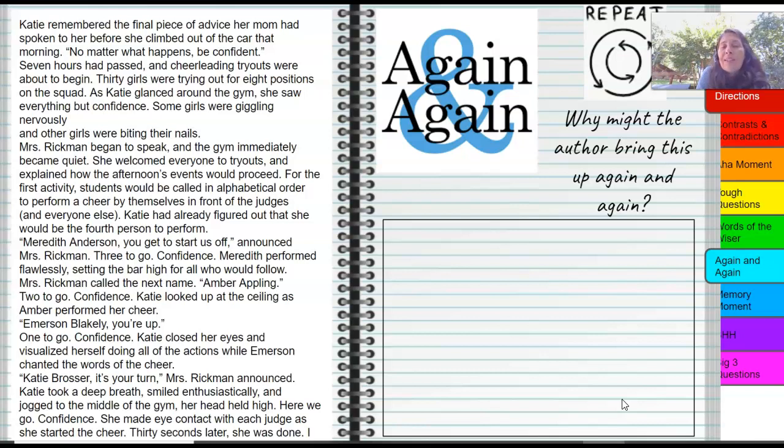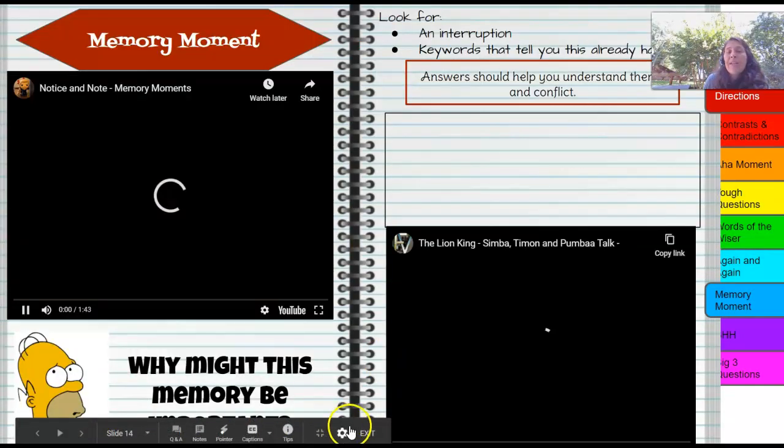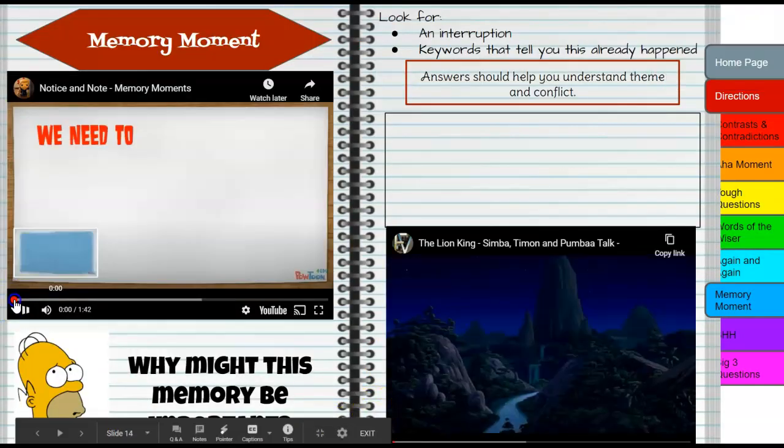So I want you to go back in the text and I want you to locate a quote that shows again and again. Then I want you to answer the anchor question. Why might the author bring this up again and again? Now we're going to check out memory moments.